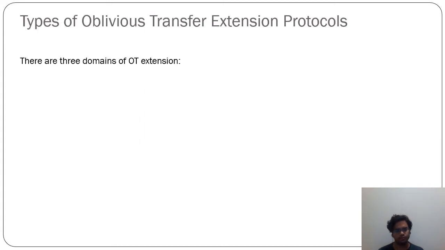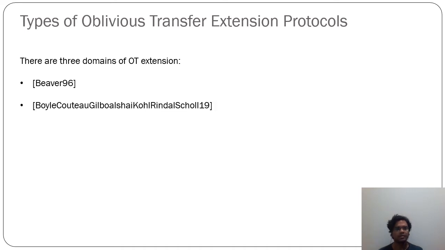Currently there are three domains of OT extension protocols. The first one is Beaver's OT extension protocol, which obtains a 2-round OT extension protocol, and I would like to say that 2-round is round optimal for OT extension and even for OT. Now Beaver's OT protocol is a theoretically feasible result because it requires garbled circuits and non-black box usage of PRG.